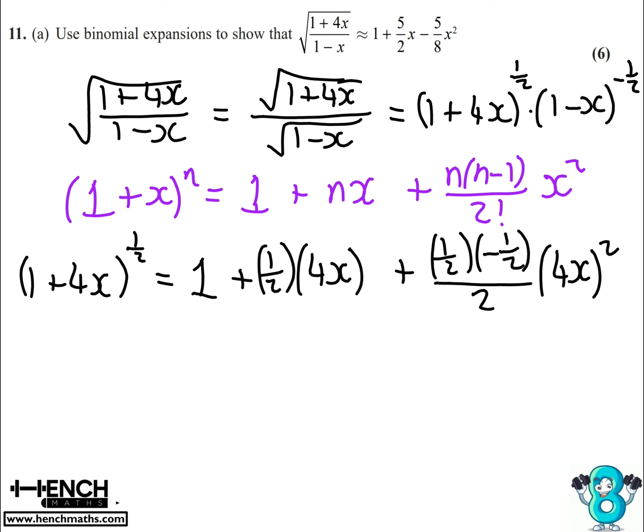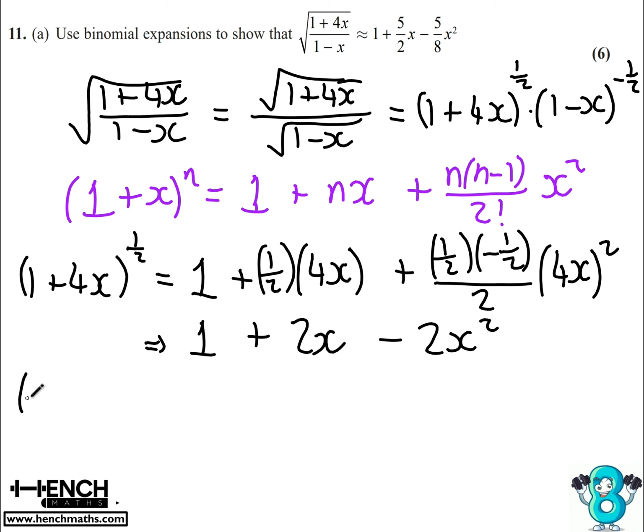You can use a calculator if you want to do the subtract 1 of your fractions, but I felt confident to do that. So simplify this. This is going to give us 1 plus 2x. A half times negative a half is negative a quarter. Divided by 2 is negative an eighth. Multiplied by 16x squared. 4x all squared is 16x squared. So negative an eighth times by 16 is going to give us negative 2x squared.